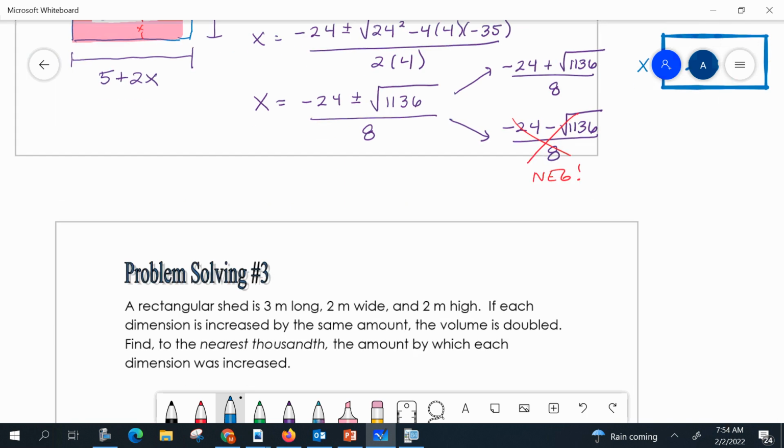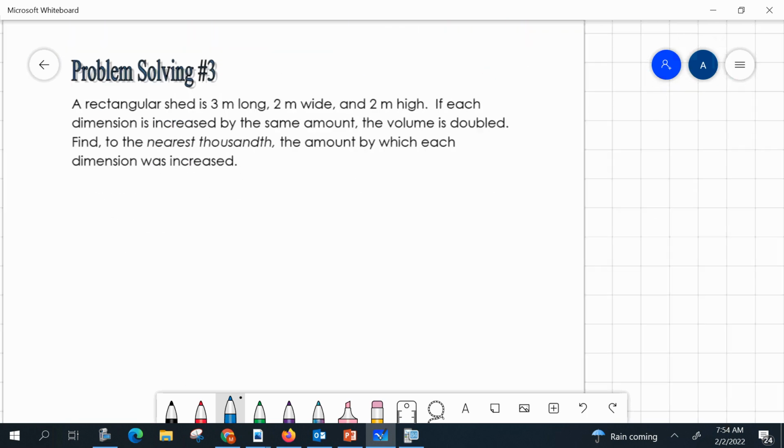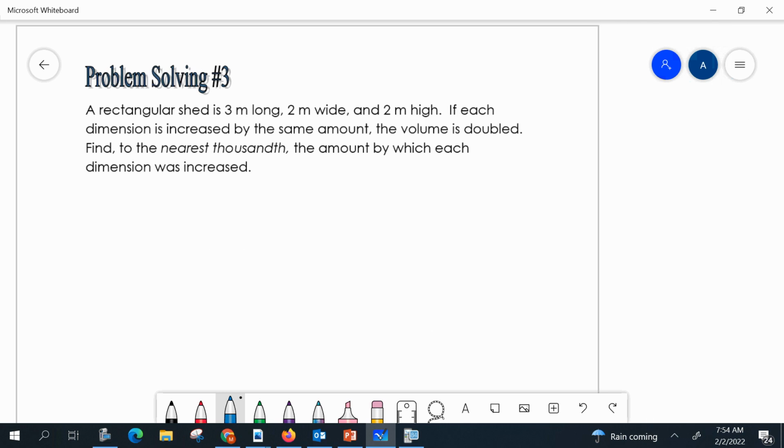All right, so we got one more problem to go through that's going to help you with these applications. And the last problem that we're going to do is going to be about a rectangular shed that is 3 meters long, 2 meters wide, and 2 meters high. If each dimension is increased by the same amount, the volume is doubled.